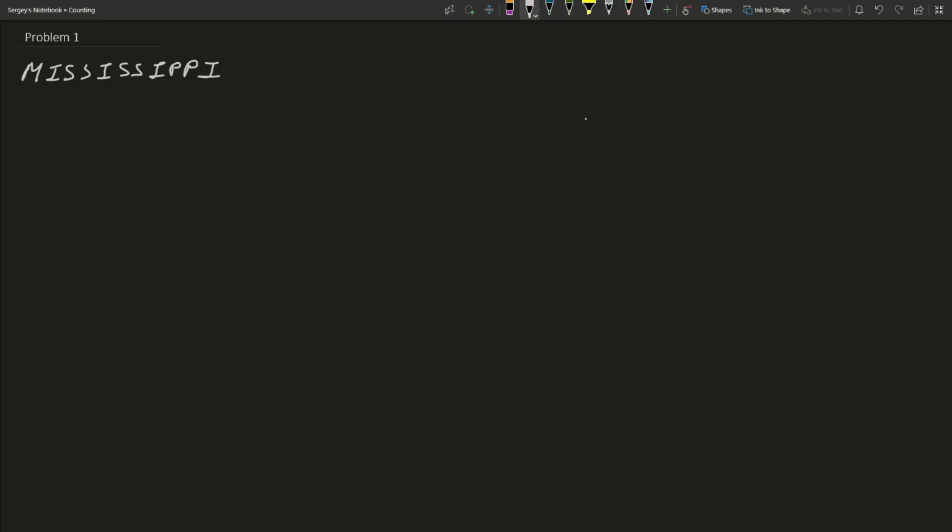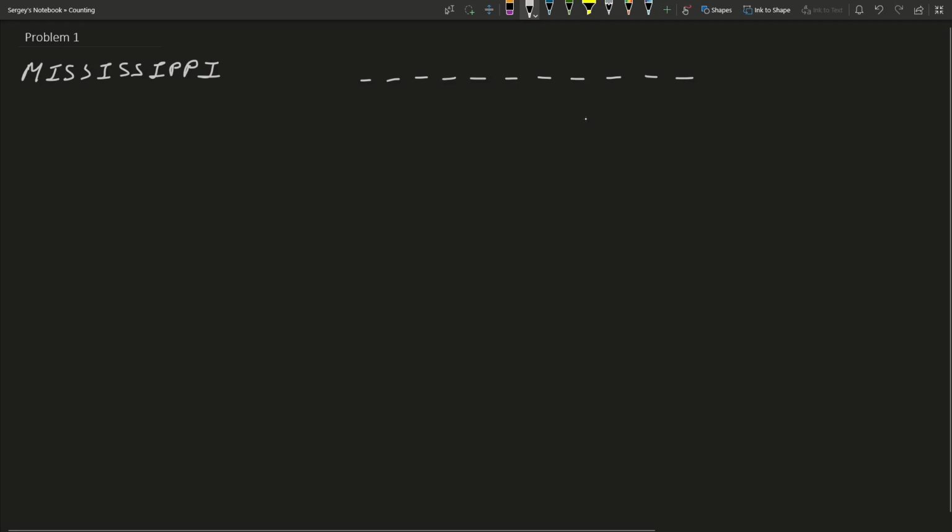Okay, everyone, so for this first problem, we have the word Mississippi, and we want to know how many permutations are there of the letters in the word Mississippi such that each permutation produces a new word. So, let's see. Well, we have 11 slots of letters: 1, 2, 3, 4, 5, 6, 7, 8, 9, 10, 11. A slot for each letter.